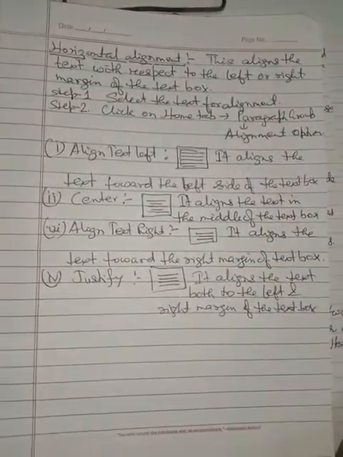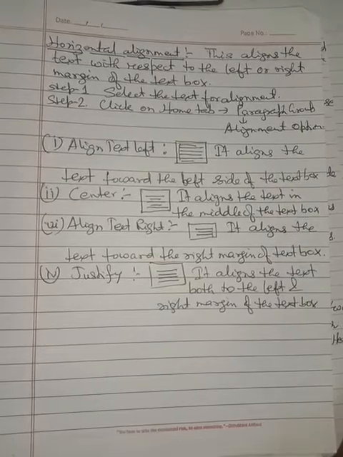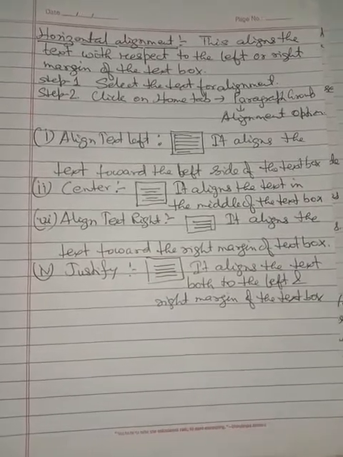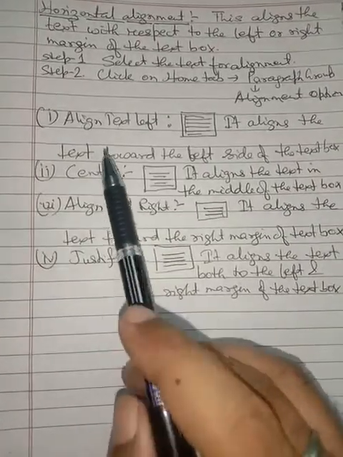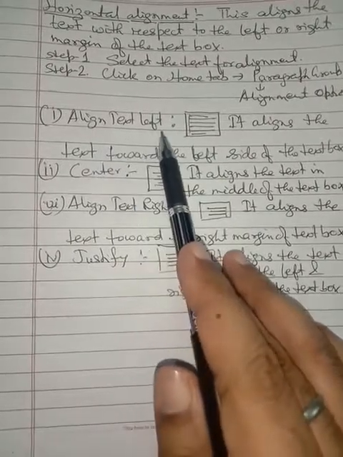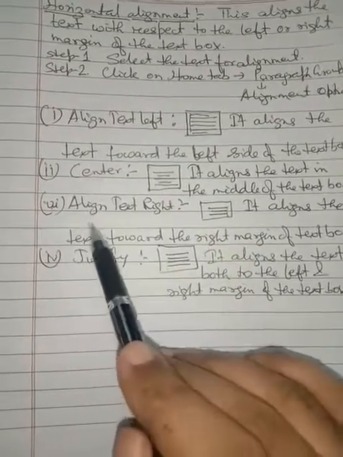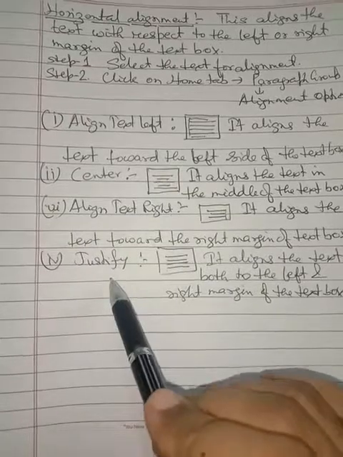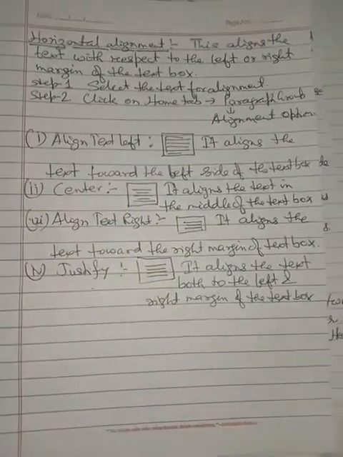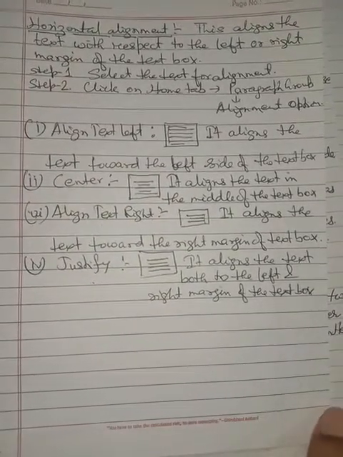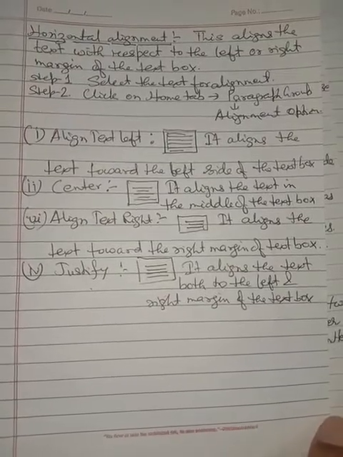Next topic that we have is horizontal alignment. Here we have discussed what horizontal alignment is and how we can perform it. The four different types of horizontal alignment are aligning the text left, center, aligning the text right, and justify. These were the four different types of horizontal alignment that we have discussed in this video. Thank you.